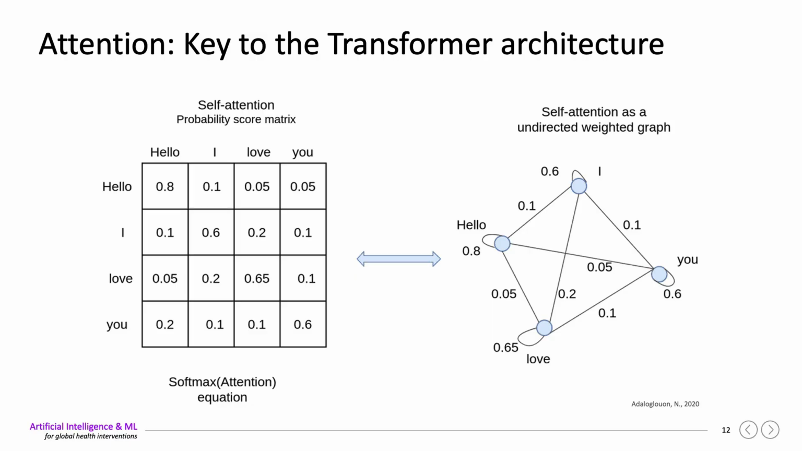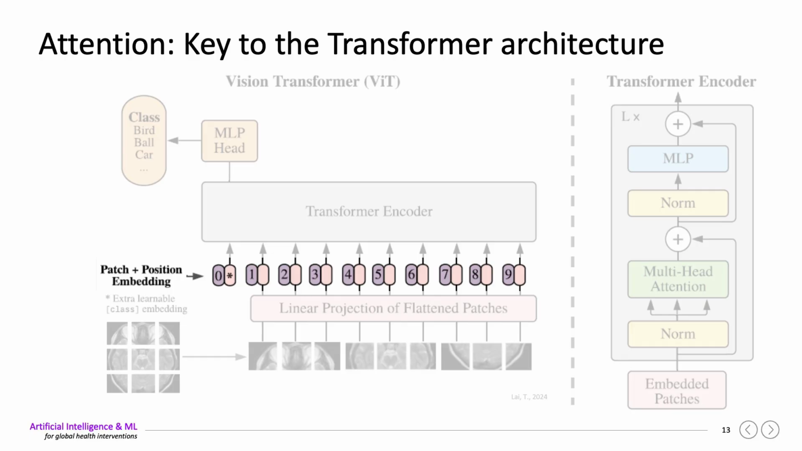For example, the row for hello places 0.8 weight on itself and small weights elsewhere, while the row for love places 0.65 on itself but also 0.2 on I, reflecting that the subject informs the meaning of the verb. On the right, the same matrix is drawn as an undirected weighted graph, where tokens are nodes and attention weights are edge strengths, with self-loops showing self-attention. The point is that attention can be read either as a matrix of routing probabilities or as a graph of information flow between tokens.